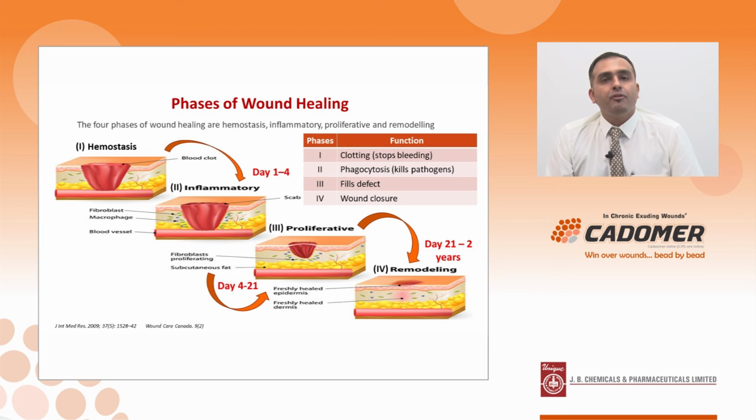So in a nutshell, if I have to explain all the 4 phases, the first phase is hemostasis, wherein there will be clotting happening because of platelets that will ensure that bleeding is stopped. During the second phase, that is the inflammatory phase, WBCs play a very important role that will help in killing all the pathogens which are trying to invade the wound by a process known as phagocytosis. That is, they would engulf the bacteria and they would destroy it.